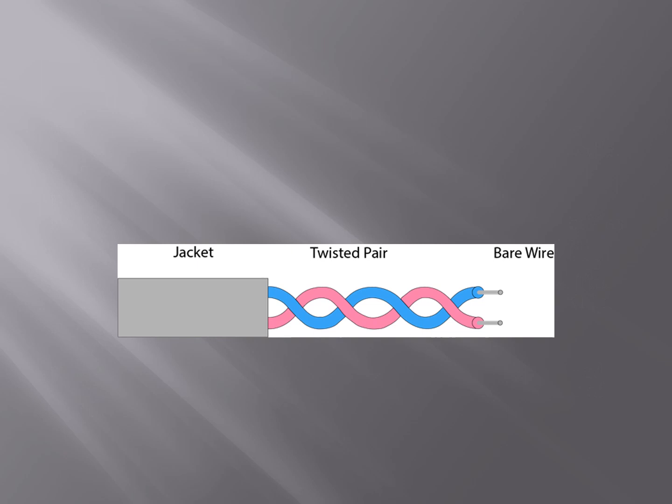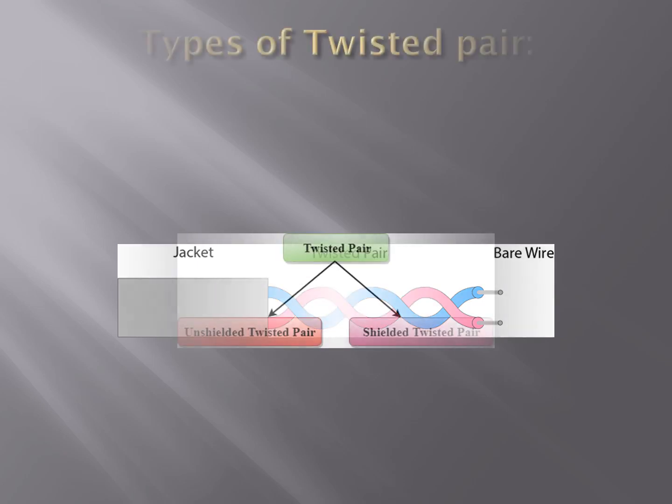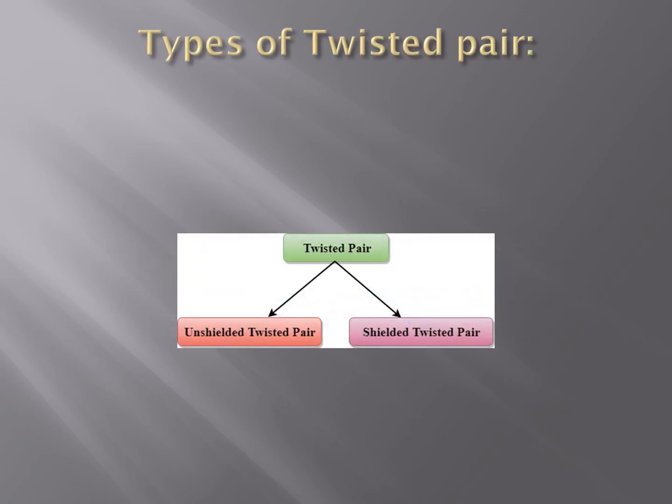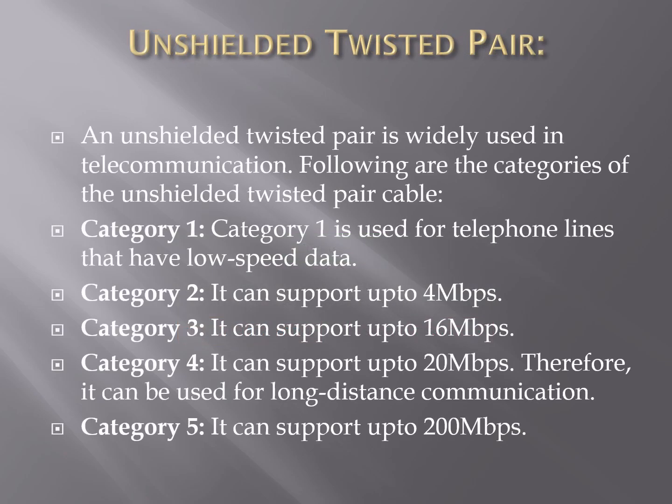The diagram shows the twisted pair. Here, one is the jacket, and twisted pair means two guided media are twisted to each other. Types of twisted pair are again unshielded twisted pair and shielded twisted pair. Unshielded twisted pair is widely used in telecommunication.